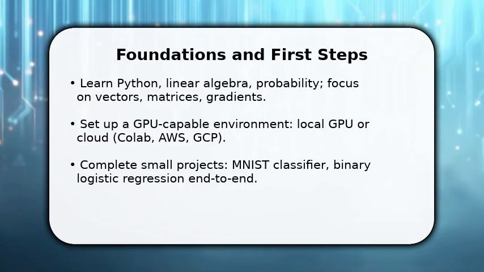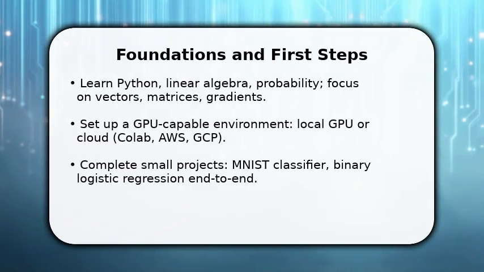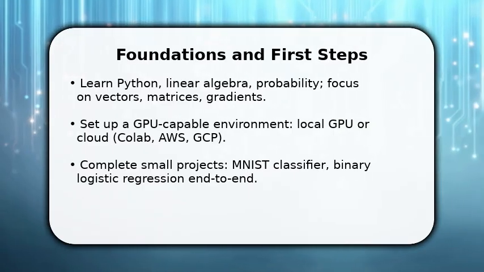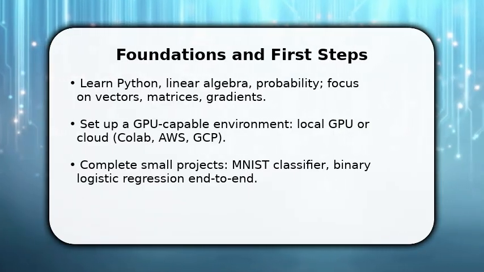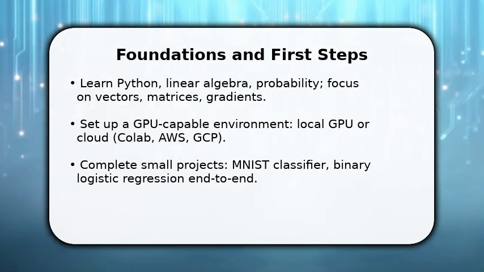Build a logistic regression, then an MNIST CNN. This establishes the pipeline: data, model, training loop, evaluation. From there, schedule regular hands-on practice and track small, measurable learning goals.